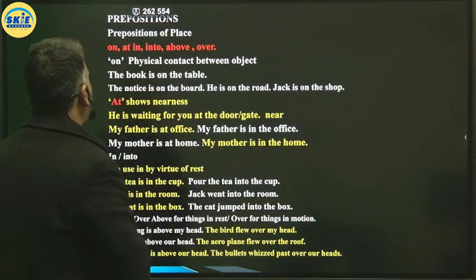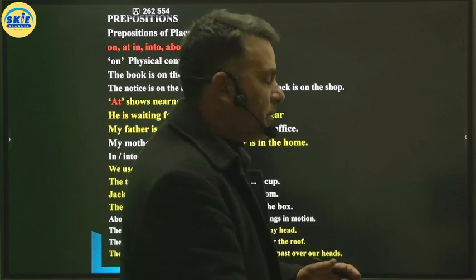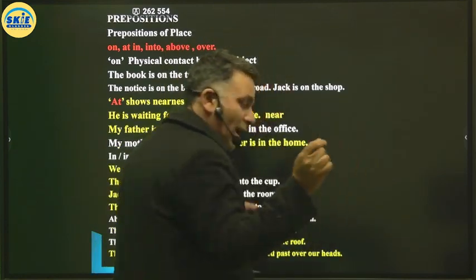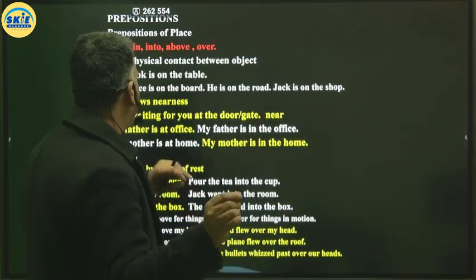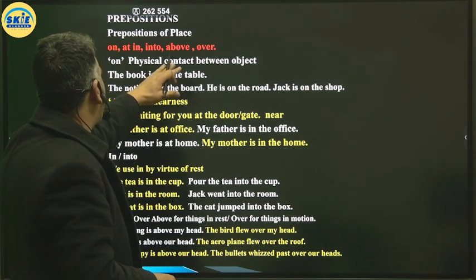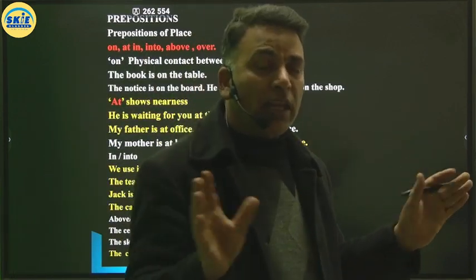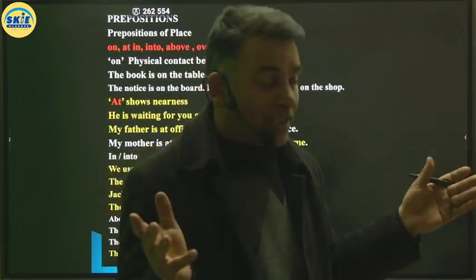Yes. Now here are some prepositions of place that are at times a bit confusing, and we end up marking them wrongly. So be a bit careful. On, at, in, into, above, and over. These are different. They show you how things are connected in space, place, right?